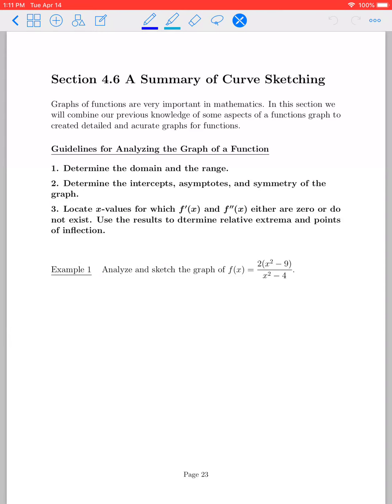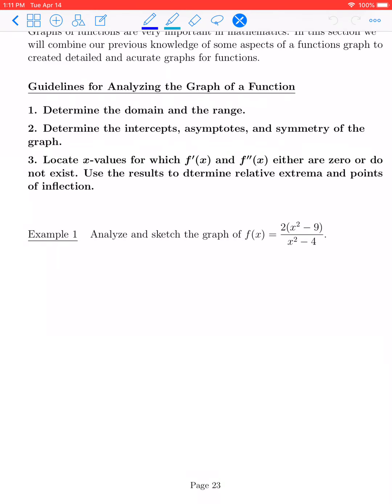Some of the guidelines given for analyzing the graph of a function is to, first of all, determine the domain and the range. We'll begin by finding the domain. The range we can figure out once we actually have the graph in place.